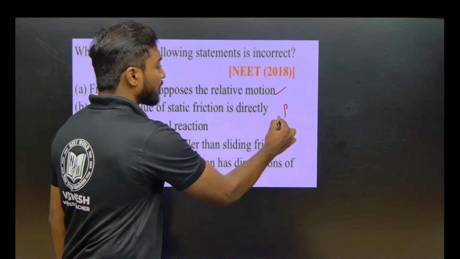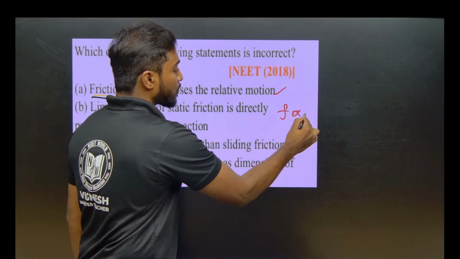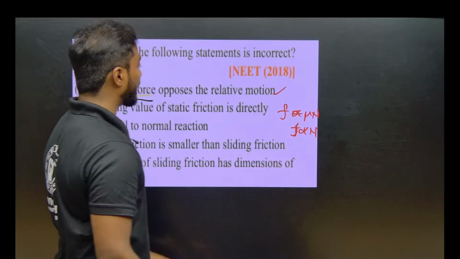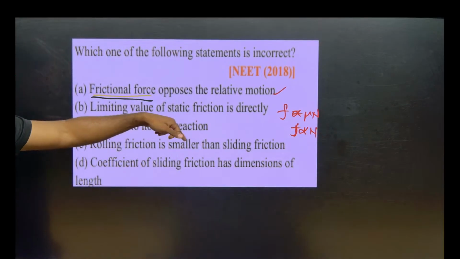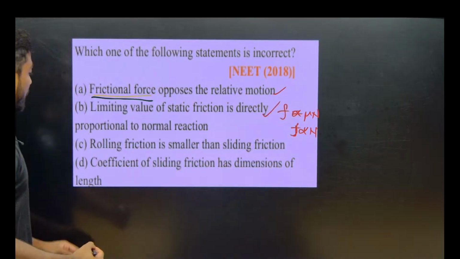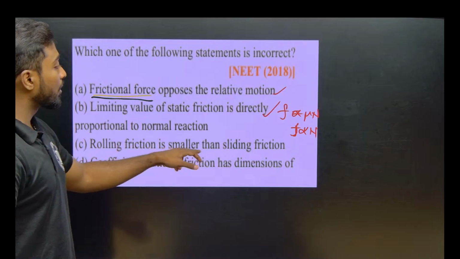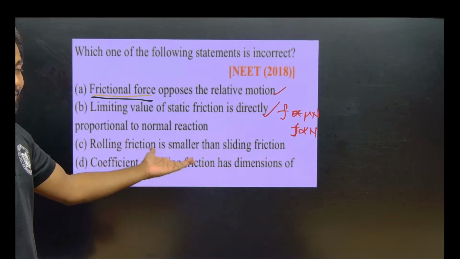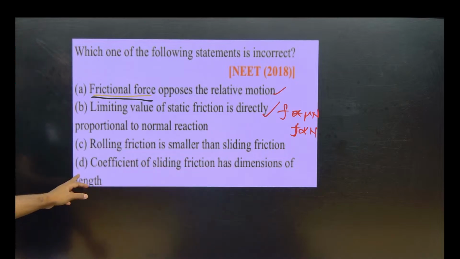F equals mu N, no? So F is directly proportional to N. That's what they are saying. Static friction is directly proportional to normal reaction. Yeah, obviously this also is correct. What about the third one? Rolling friction is smaller than the sliding friction. Obviously, right? But what about the fourth one?